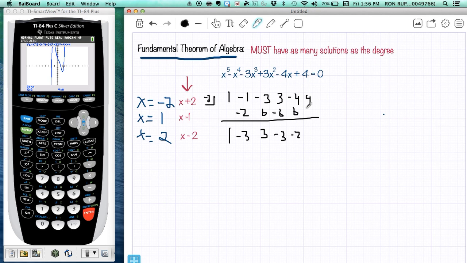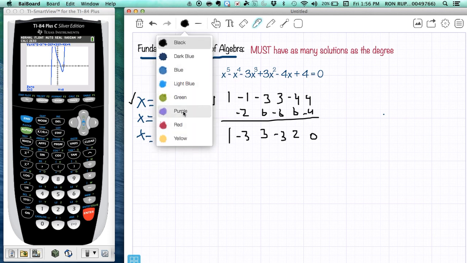Times negative 2, oh, I'm sorry, it's not negative 2, it's just 2. Negative 4 plus 6 is just 2. And negative 2 times 2 is negative 4, and negative 4 plus 4 is 0. So I got a remainder of 0. That's awesome. That's what we wanted. Lets me know I did it right.